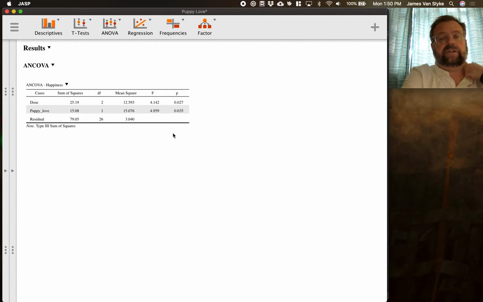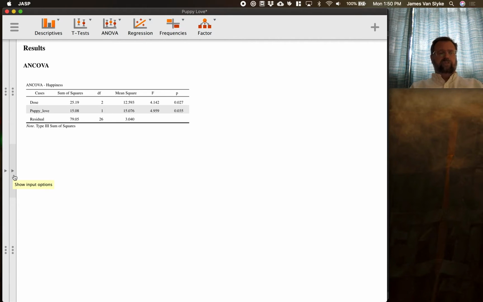Now there's two things to consider here. One is we're looking at did the covariate have an effect, and it actually did. So it does seem to be the case that the puppy love has an effect on the overall happiness. And when we take account for that, it also makes it the case that we can say that the dosing does have an effect, because notice it's changed our F value and our P value. So that allows us to see that this covariate does have an effect on this particular model.